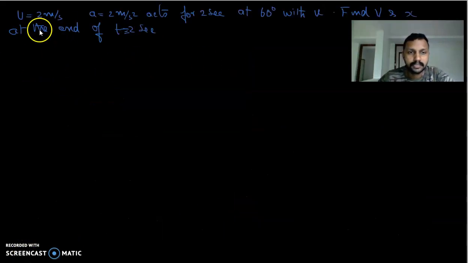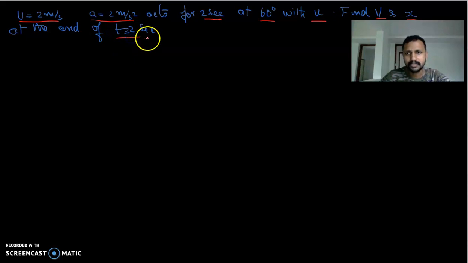Now we will discuss one more question in a similar format. Now look at this question. A substance is moving with an initial velocity of 2 meters per second and its acceleration is 2 meters per second square. It acts for 2 seconds at an angle of 60 degree with respect to initial velocity. Acceleration is acting at an angle of 60 degree with respect to initial velocity and it is acting for 2 seconds. Find the final velocity and displacement at t is equal to 2 seconds.